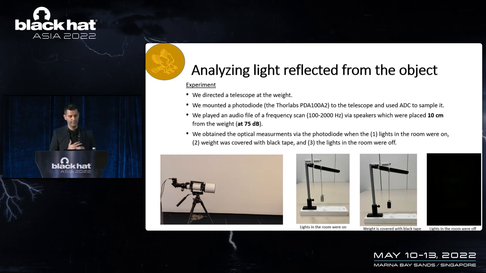Now we played again a frequency scan between 100 hertz and 2000 hertz via the speakers, which were placed about 10 centimeters from the weight, again at a sound level of 75 dB. And we obtained the optical measurements in three experimental setups. In the first setup, we didn't change anything. Basically, lights in the room were on. In the second setup, the weight was covered with black tape. And in the third setup, we turned off the light. As you can see, no light was in the room. Nothing can be seen from the telescope.